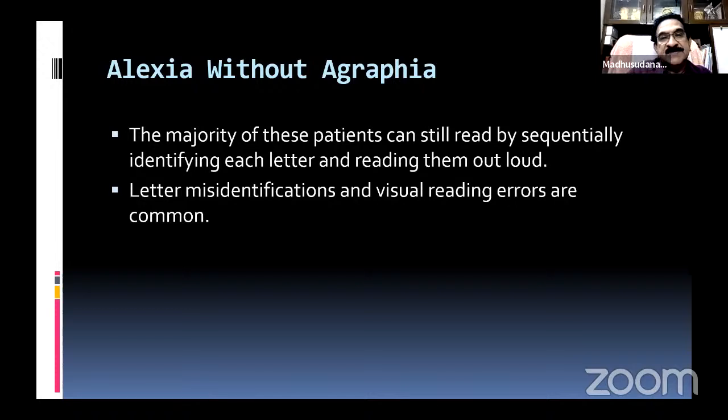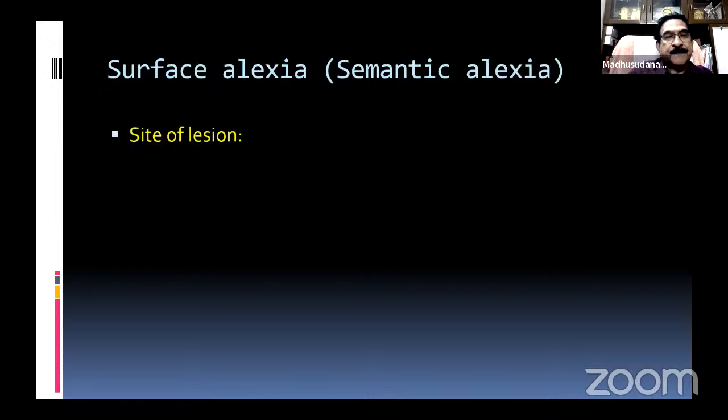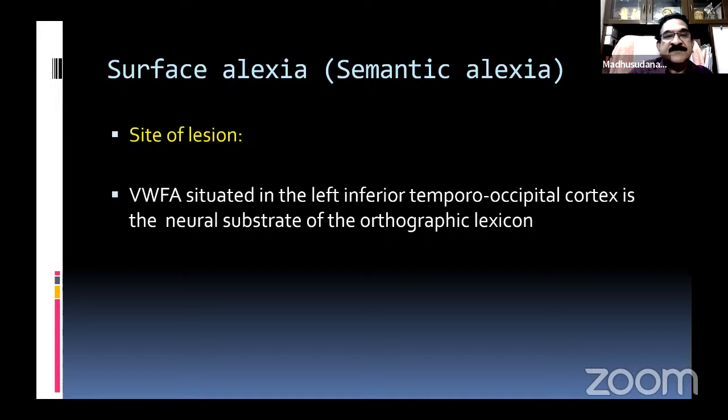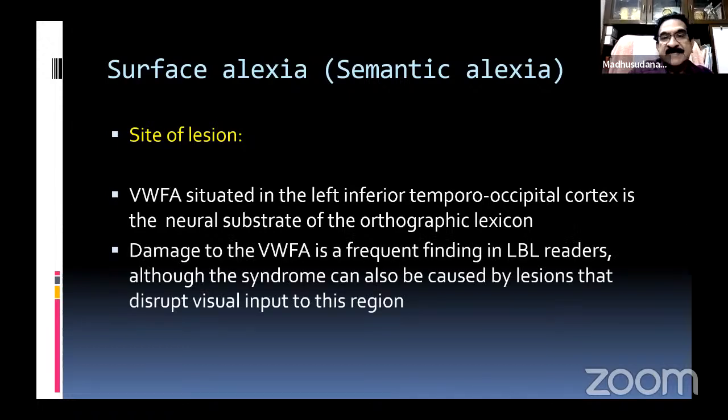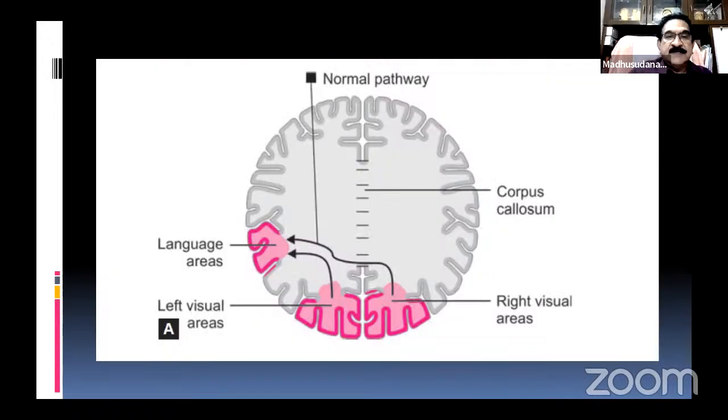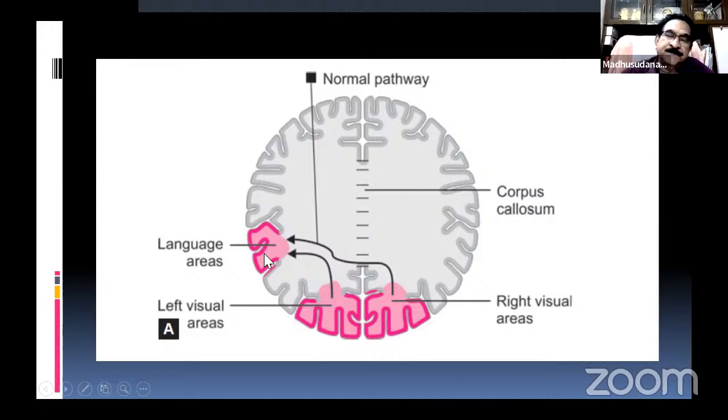Letter misidentification and visual reading errors are common. The site of lesion is the visual word form area situated in the left inferior temporal cortex, that's the fusiform cortex, a neural substrate for the orthographic lexicon. Damage to the visual word form area is a frequent finding. So this is the schematic diagram which you can remember. This is a language area, that is the visual word form area.